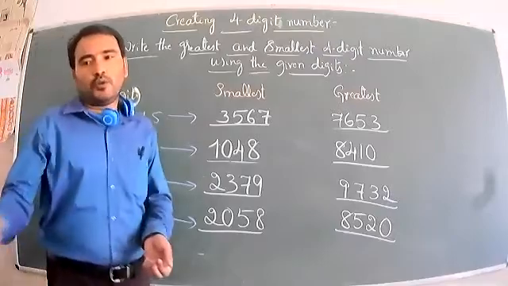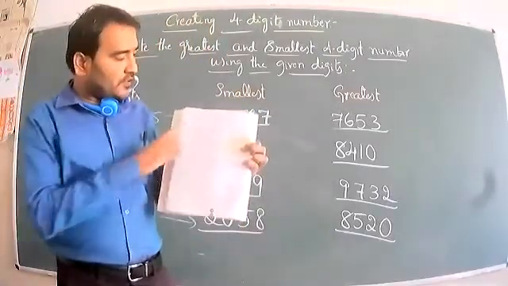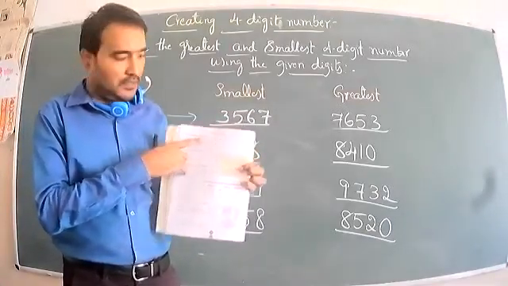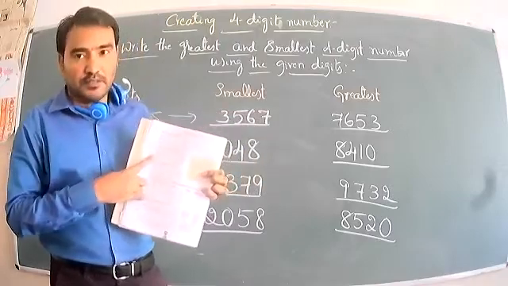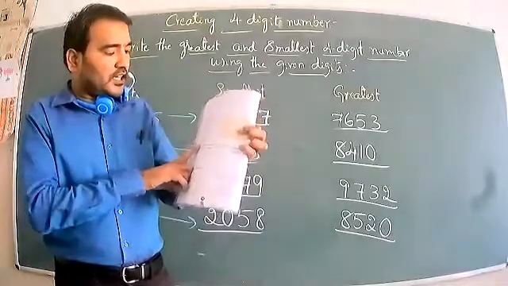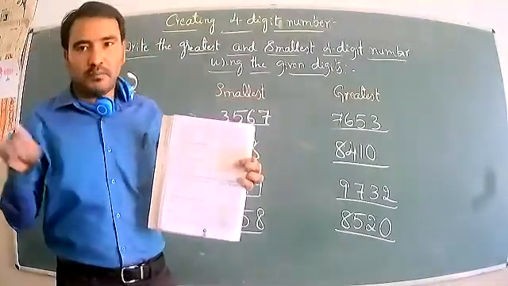Now your homework is Exercise 1C. First, fill in the blanks using greater than, smaller than or equal to, comparing the numbers. Second, circle the greatest number. Third, circle the smallest number.